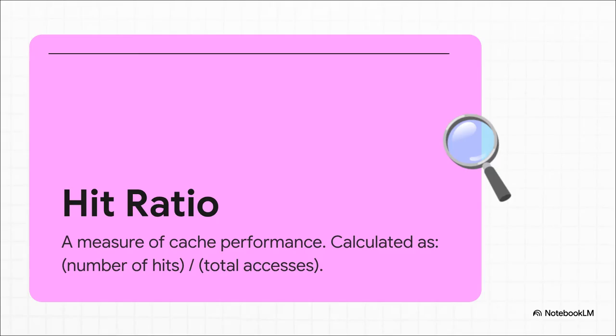And of course, engineers have a way to measure this. It's called the hit ratio. It's just a simple percentage. You take the number of times you found what you were looking for in the cache, and you divide it by the total number of times you looked for something. Modern computers are designed to have incredibly high hit ratios. We're talking over 95%, because that is the absolute key to making them feel lightning fast.